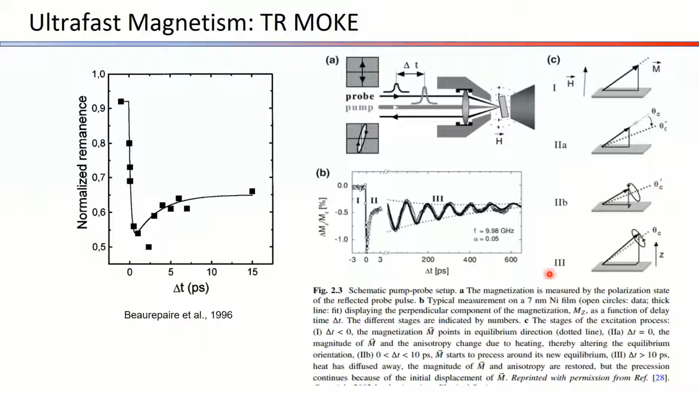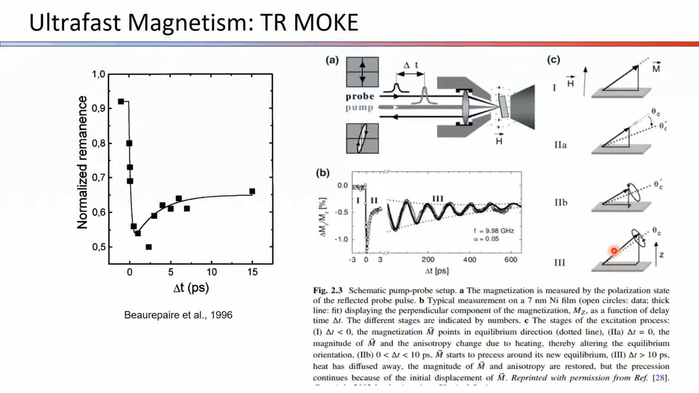And the next one is stage 3, where the time scale is more than 10 picoseconds. In this stage 3, the heat has already diffused away and the magnitude of M and the anisotropy are restored. So they precess in the new equilibrium here. They make the new equilibrium in this stage 3. So that's all about this TR-MOKE.